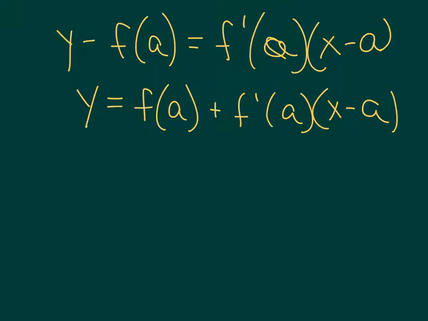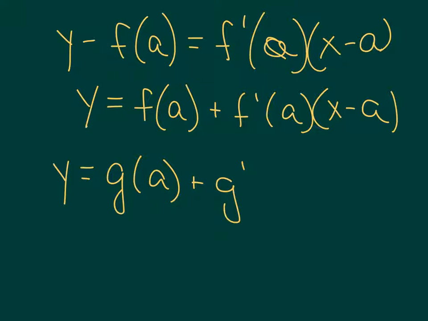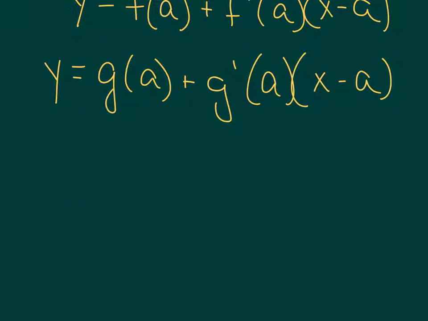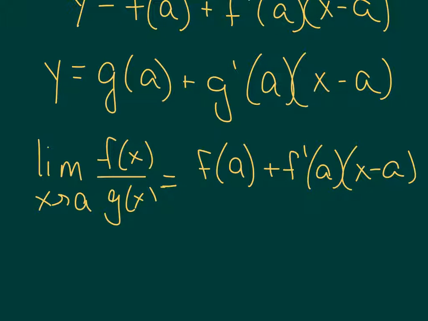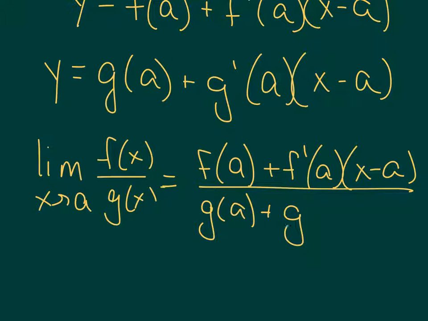We can also find the equation for a tangent line of g of x, right? That's going to give us g of a plus g prime of a times x minus a. Well, here's what we can do. Here we are taking the limit as x approaches a of f of x over g of x. And as long as we're very close to x is equal to a, we might as well use the tangent line approximations. So I'm going to replace this f of x with f of a plus f prime of a times x minus a. And in the denominator, same thing. X is very close to a, so we can just use the linear approximation for g.